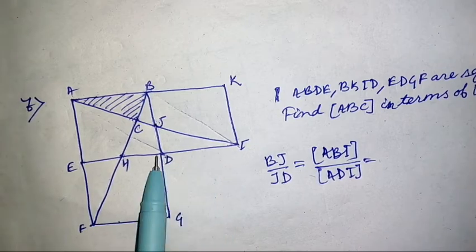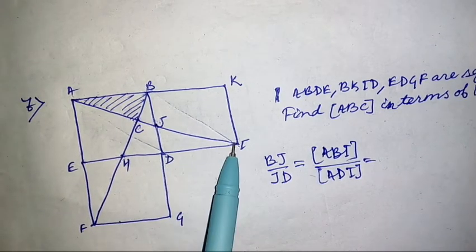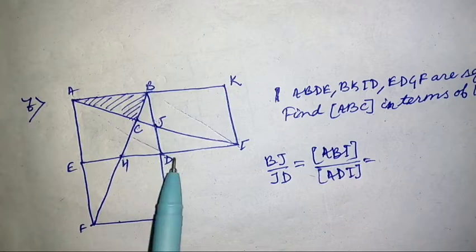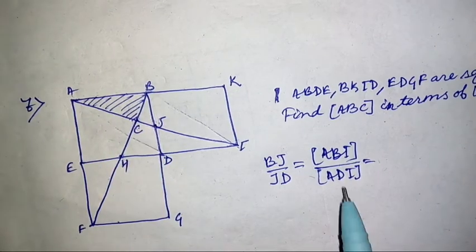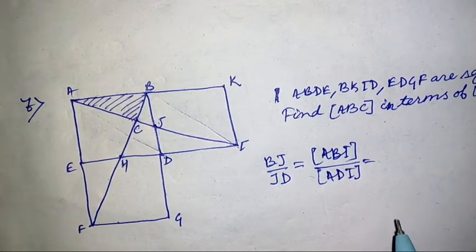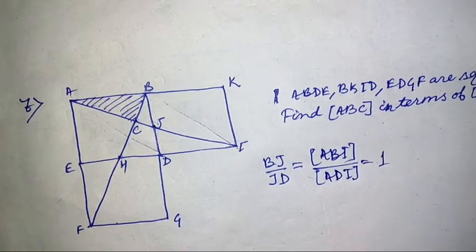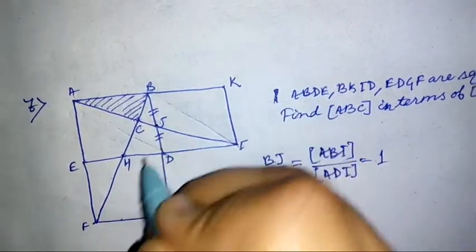Then AD, the same base length, since these have the same side length, this is the same base length and same parallels, so this will also be the half of the area of this square. So both of them will be the half of the area of the same square, hence they will cancel each other and the ratio turns out to be 1. So BJ equal to JI.